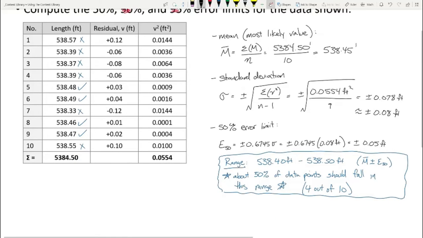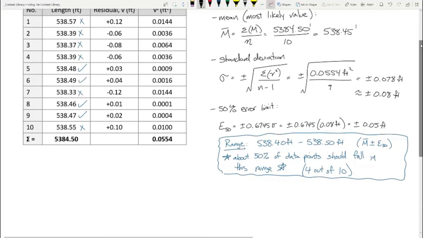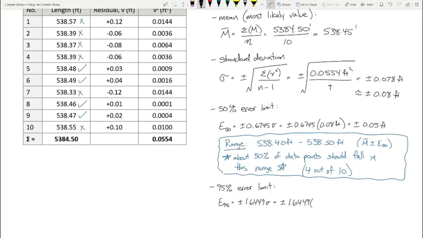Let's look at our 95% error limit. Let me do this down here. So E95 is plus or minus 1.6449 sigma. So plus or minus 1.6449 times 0.08. So what is that? 0.13. All right, 0.13 feet. So somebody tell me what my range is going to be then. What's the lower end of my range? What's the upper end of the range?